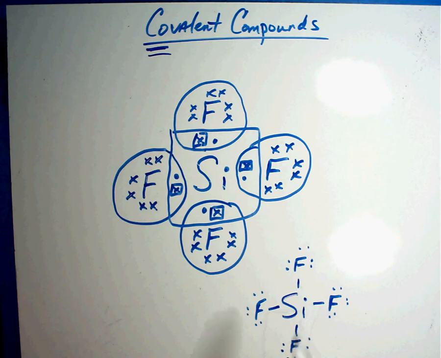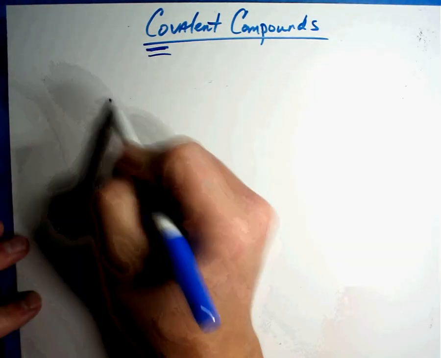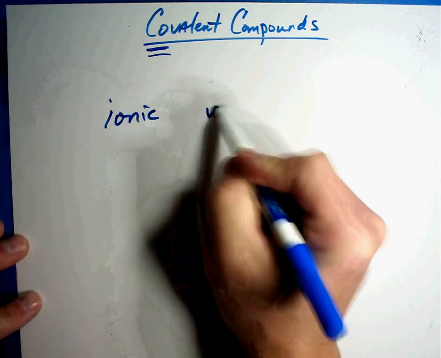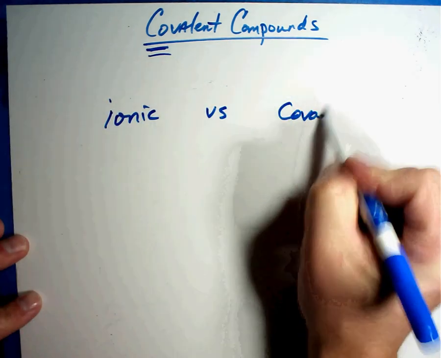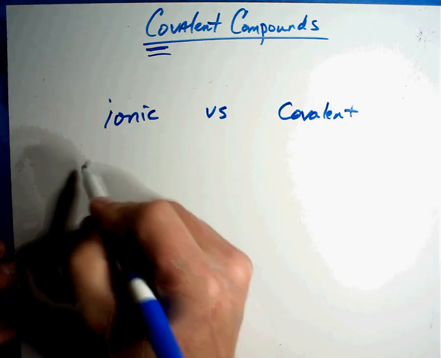Co means together. So real quick, how do I know the difference between ionic versus covalent? And make sure you write this one down because this will be really important for you. Here's how I know.